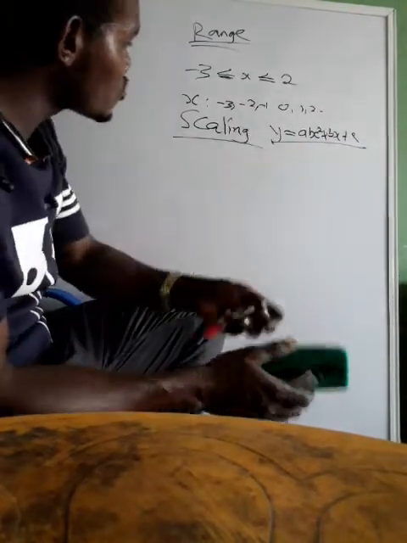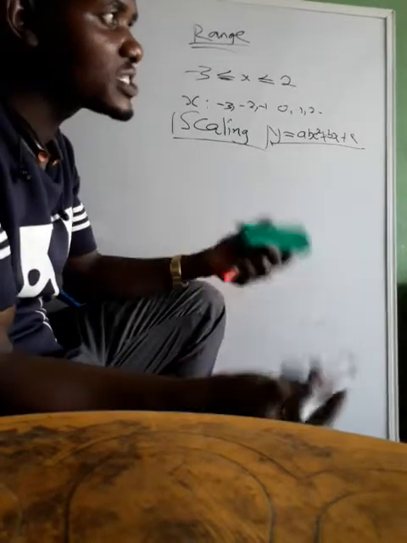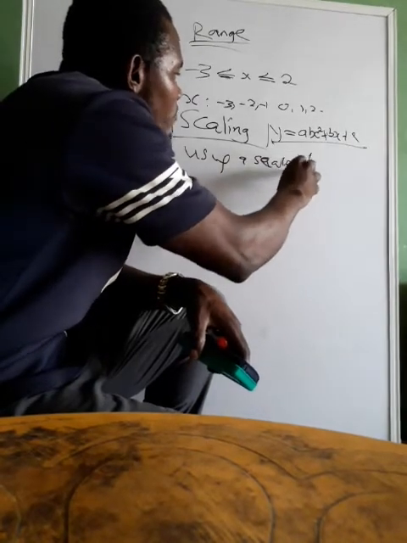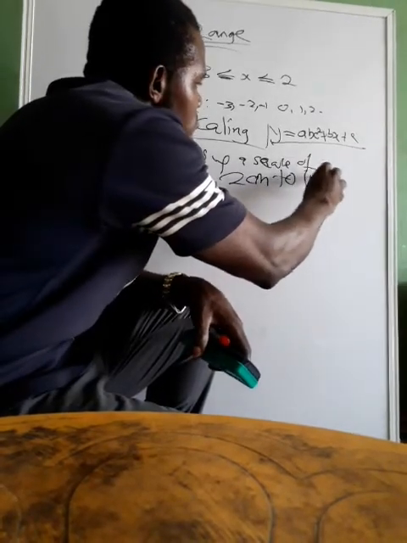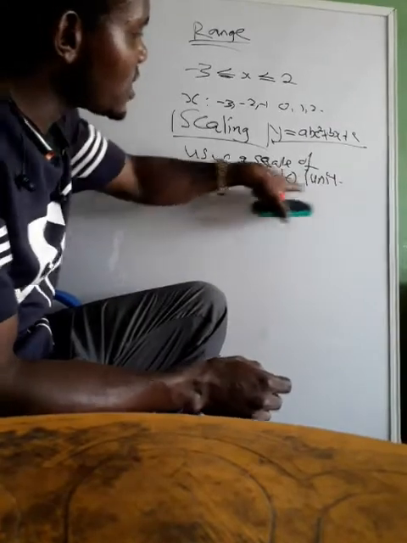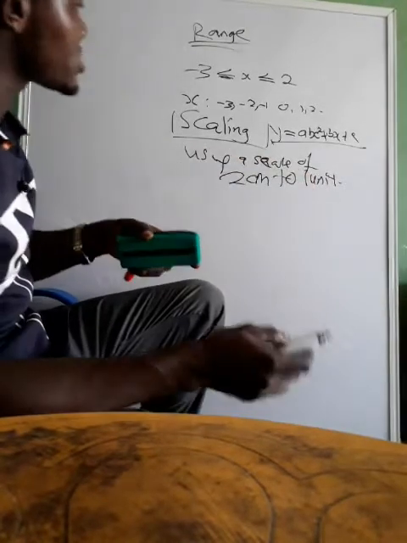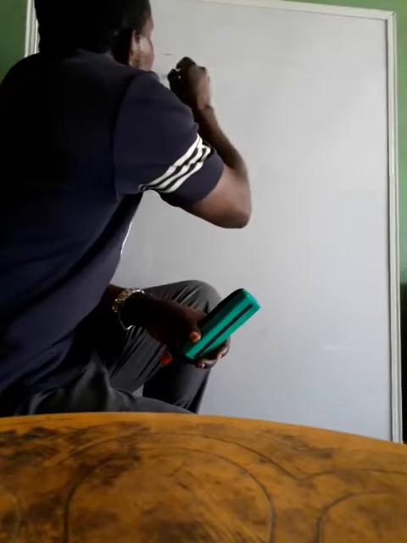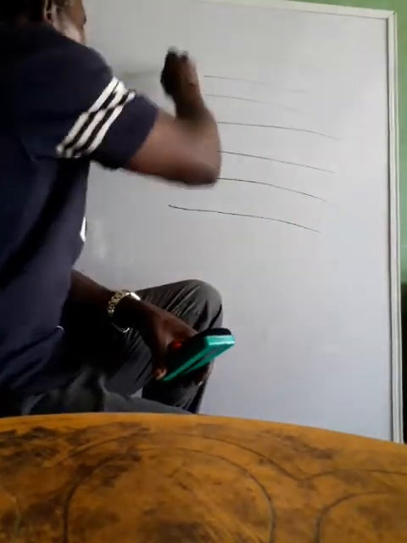Now, for this scaling, WAEC has already provided it for you, so you don't need to bother yourself. You see in the question, using a scale of 2 centimeters to 1 unit, maybe on both axes. So once you are given everything you need in the question, once they say use a scale of 2 centimeters to 1 unit, what is it saying? I'll explain now. If in my graph sheet, you have straight lines, you have something like this, then you have this.